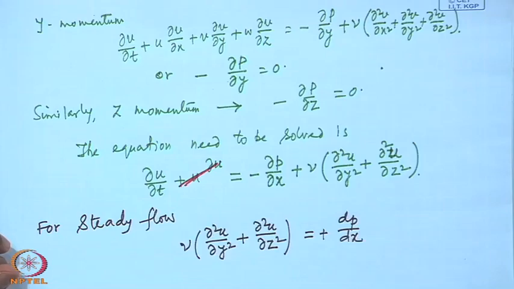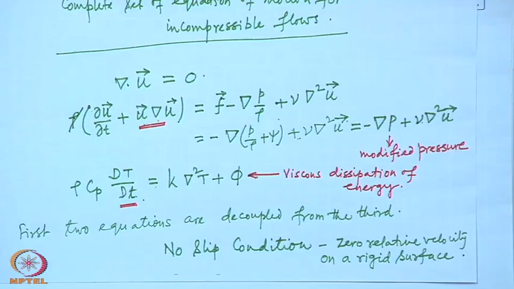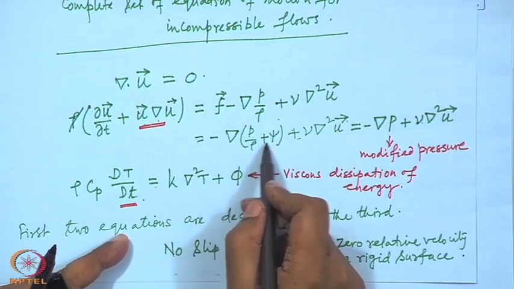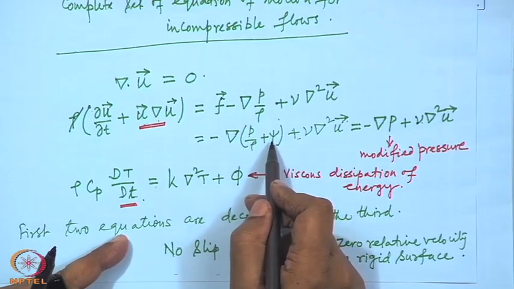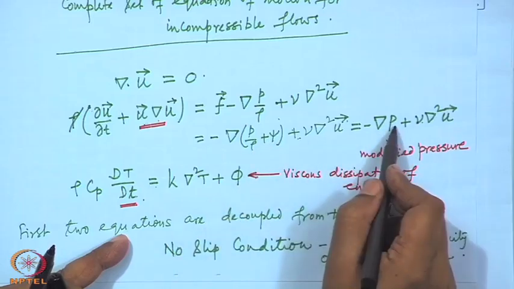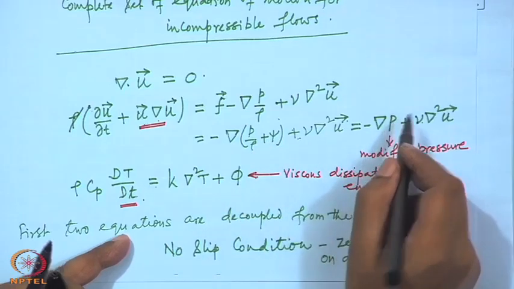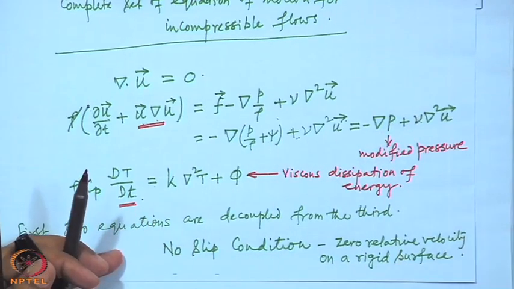Make a small modification. When you defined that modified pressure, actually we made it P by rho plus psi. Instead of that we wrote only P, this we will write as P by rho only. Otherwise the definition of pressure will change.